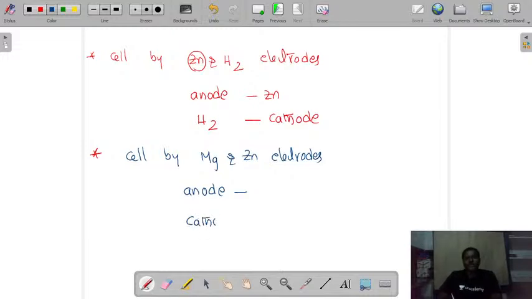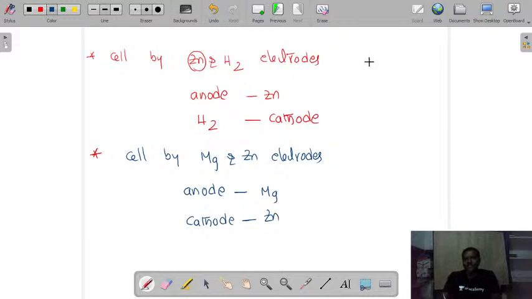The highly electropositive element is magnesium. That's why it acts as an anode. Automatically, zinc acts as a cathode. Magnesium acts as an anode, and zinc acts as a cathode.